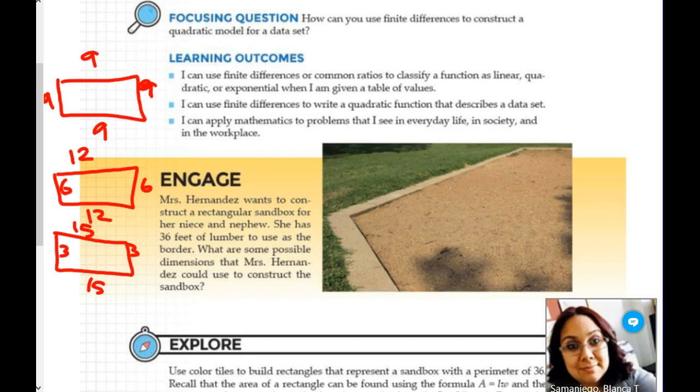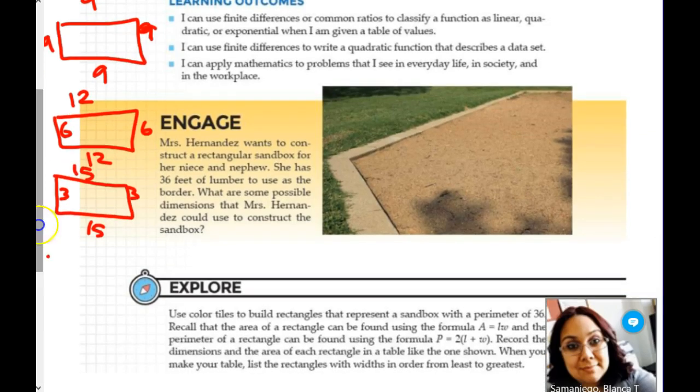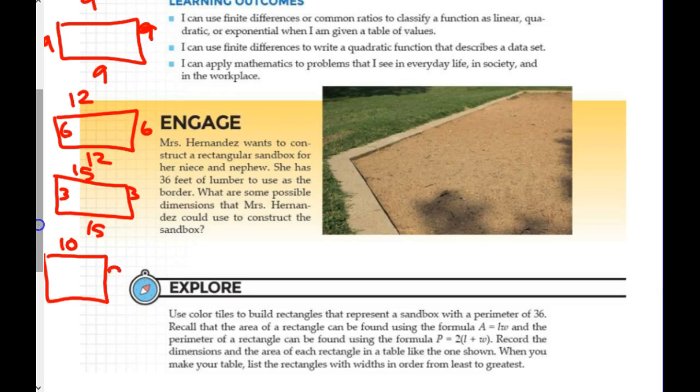So basically, the length and the width have to add up to 18. So 9 and 9 is 18. 12 and 6 is 18. 15 and 3 is 18, right? See the pattern? So now you can give me another one. What's another one that we haven't done? Two lengths, length and width that add up to 18. 10 and 8, okay? 10 plus 8, altogether is going to be 36, okay?